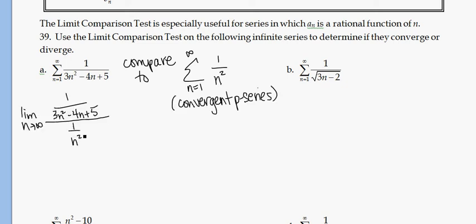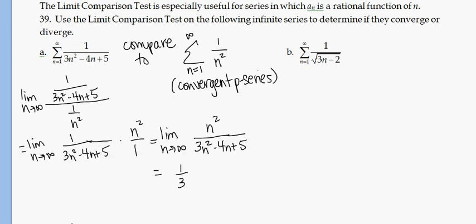Now let's set up the limit. So this is the limit of our original series to the thing we're comparing it to. I'm going to simplify and evaluate off screen. And we see that we get 1/3. This is a limit. Doesn't matter how big of a limit it is, it's just a limit. That tells us that our two series behave very similarly as n goes to infinity. So that tells us that since we compared to a convergent, our original will also converge.